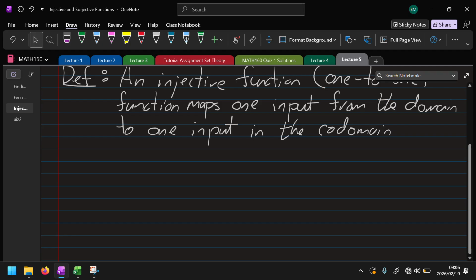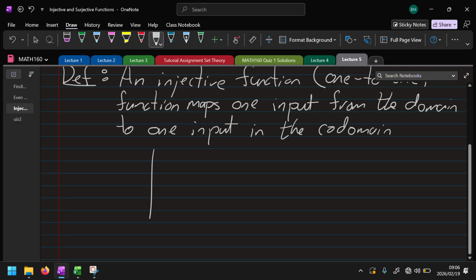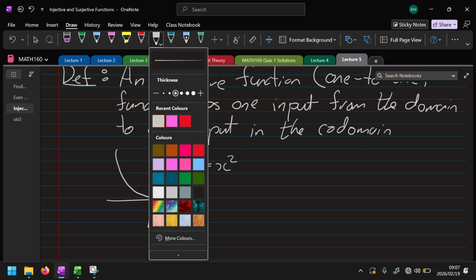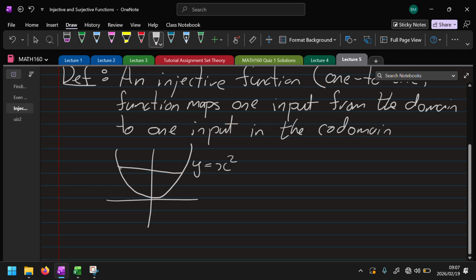Let's have a look at two pictures, one that is injective and one that isn't, and then I'll show you how we check for this mathematically. The first one, we've got the graph of y equals x squared. This is not injective. This is actually 2-to-1, and we can see that just by an example. Here we've got -1, here we've got 1. Just two elements from the domain.